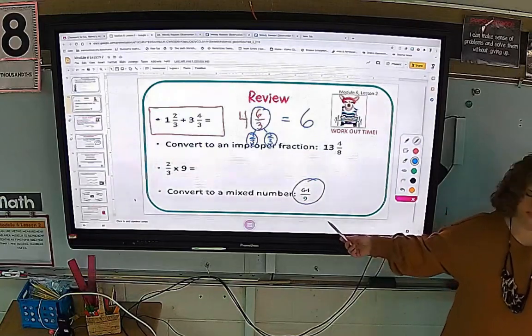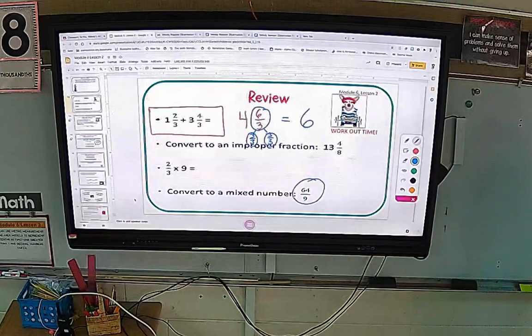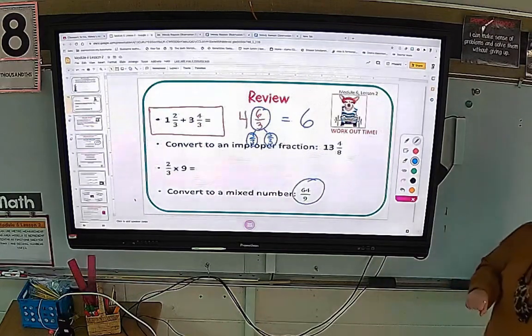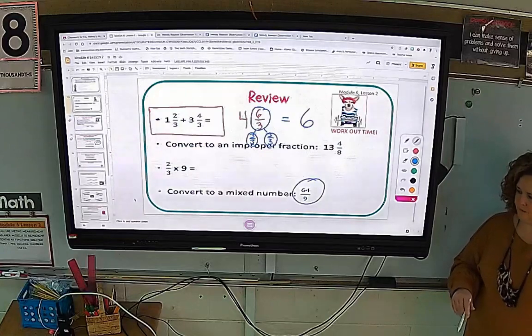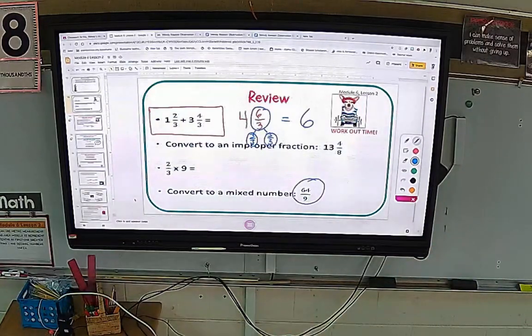All I want you to do is change it. If they say convert it to a mixed number, you know you're using that number bond and changing it to a mixed number. So 64 ninths, what would you get as a mixed number for that? Number bond.